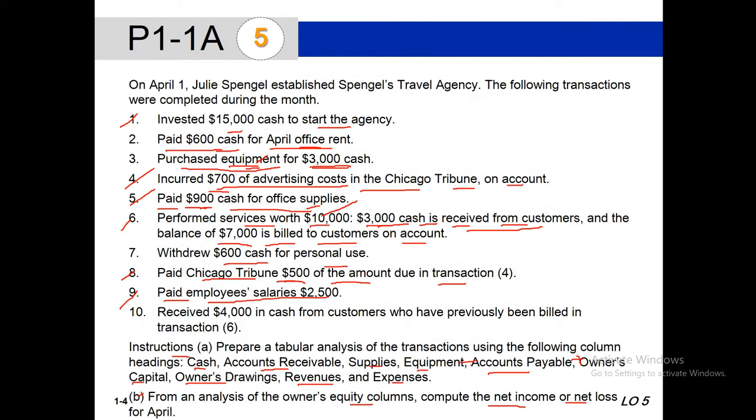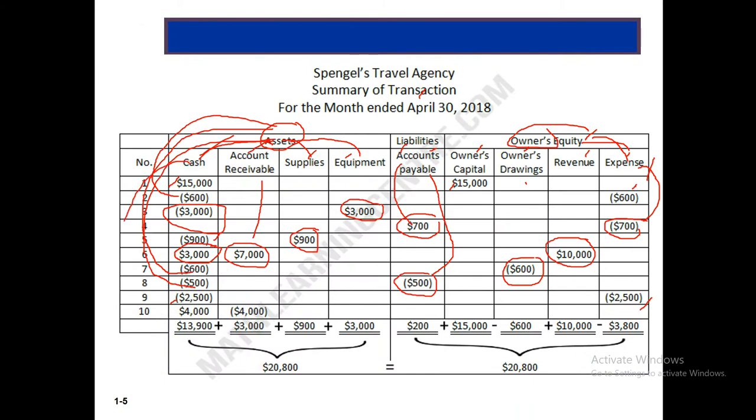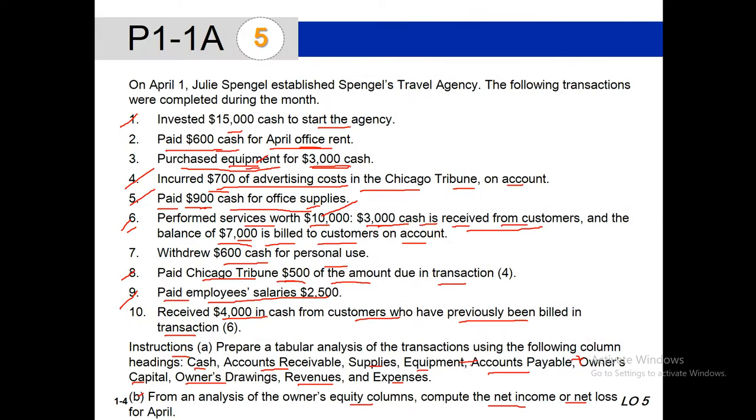And now received 4,000 in cash from customers who had previously been billed in transaction 6. We know that in transaction 6 we have accounts receivable 7,000 taka. From the 7,000 taka, now we are getting 4,000. So our cash will be increased and accounts receivable will be decreased. That means our cash will be increased 4,000, our accounts receivable will be decreased 4,000. I think it's clear to everyone.